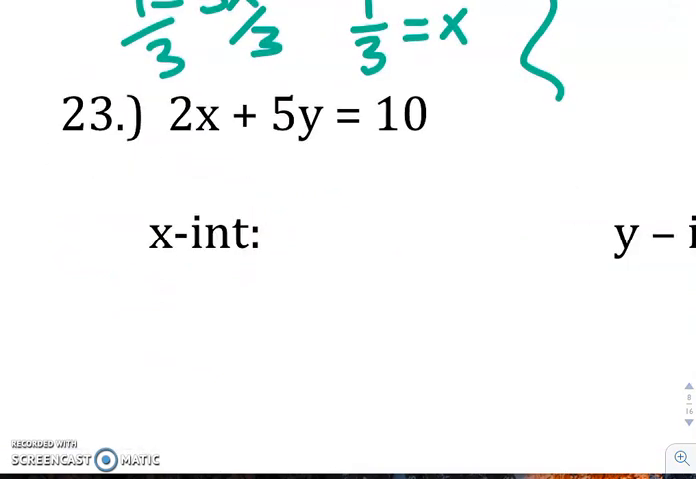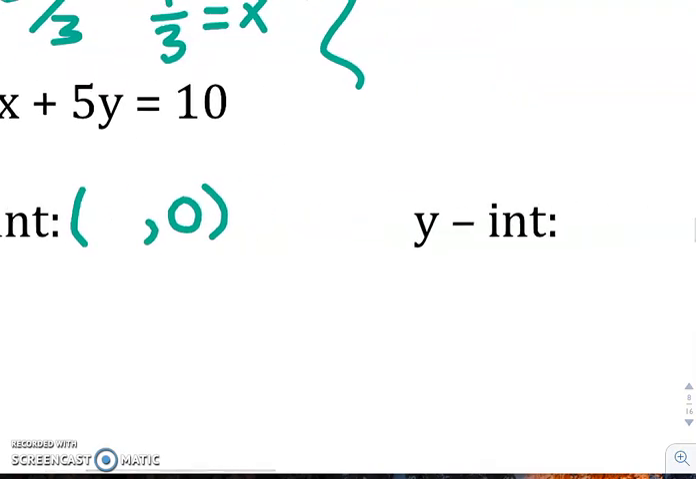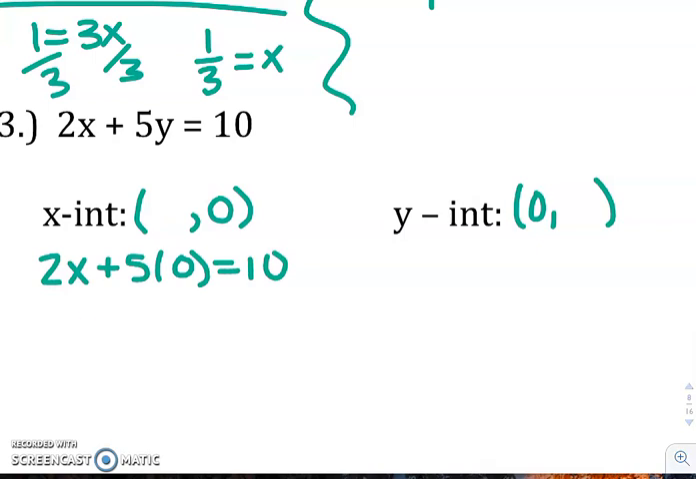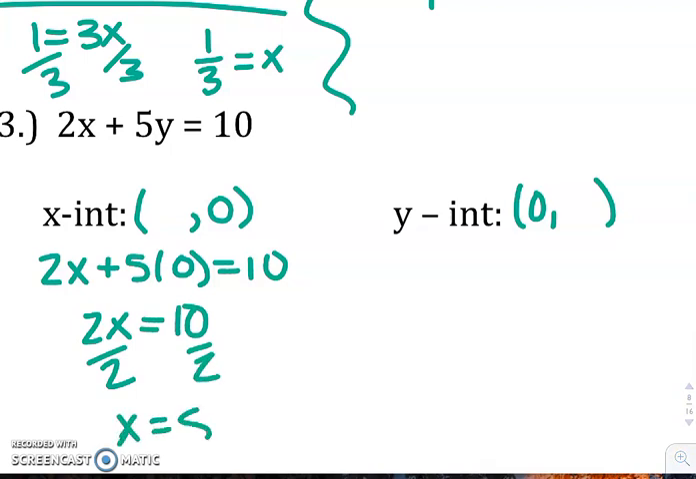So similarly for 23, I know that the y is going to be 0 for the x-intercept. I know that x is going to be 0 for the y-intercept. So for the x-intercept, we're solving for x, so we'll leave it: 2x plus 5 times 0 equals 10. So 5 times 0 is just 0, so it almost just goes away. We get 2x equals 10, and when we divide, x will be 5. So that will be your x-intercept.